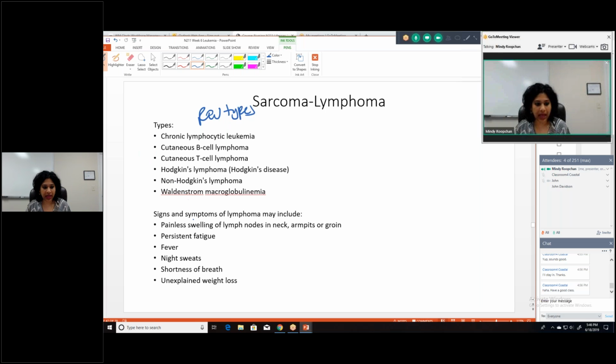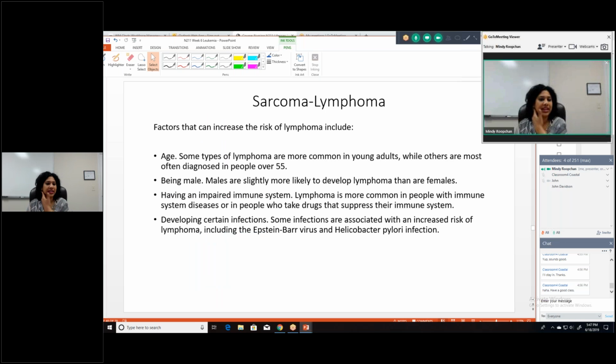We talk about some of them, but the signs and symptoms are going to be painless swelling of the lymph nodes. Makes sense, that's what it's affecting. Persistent fatigue, fever, night sweats, shortness of breath, and unexplained weight loss. All of those we've been seeing throughout lecture today.